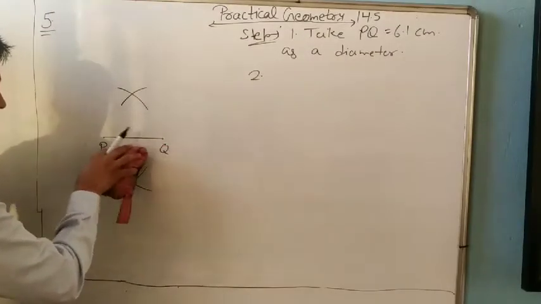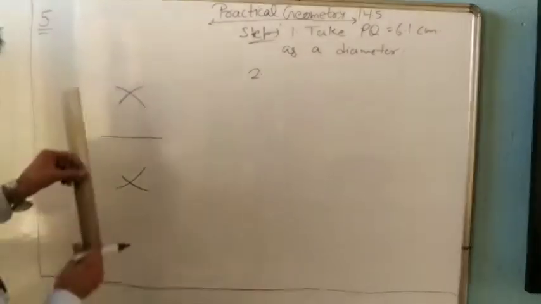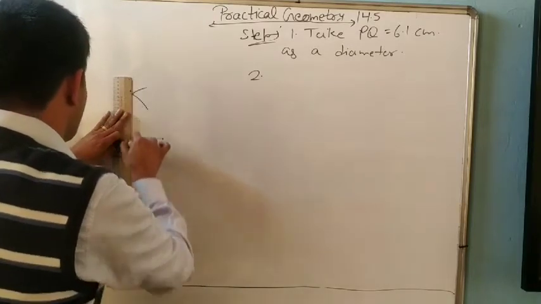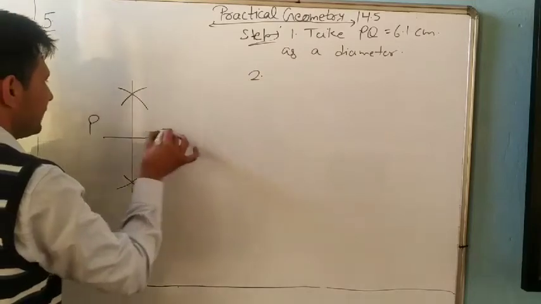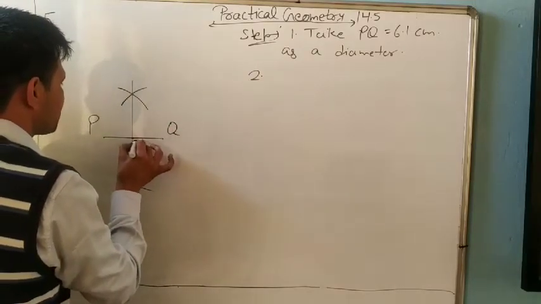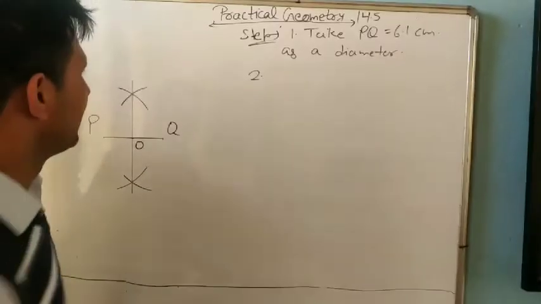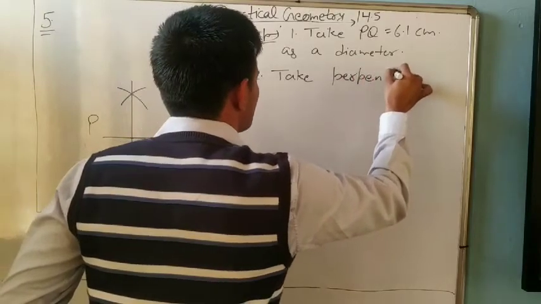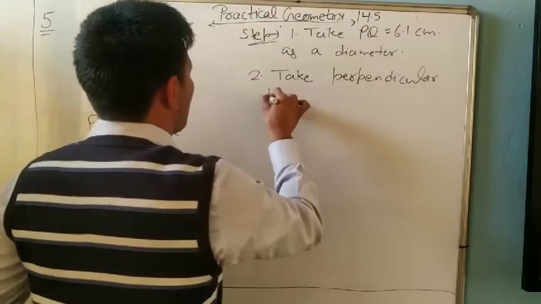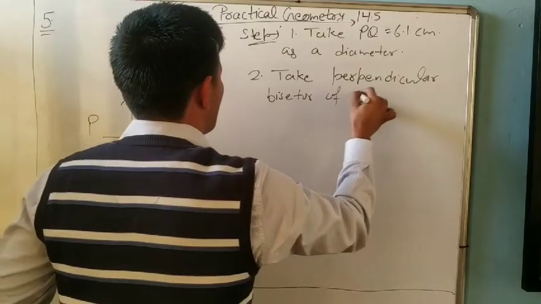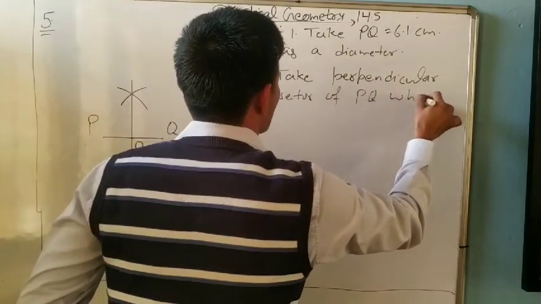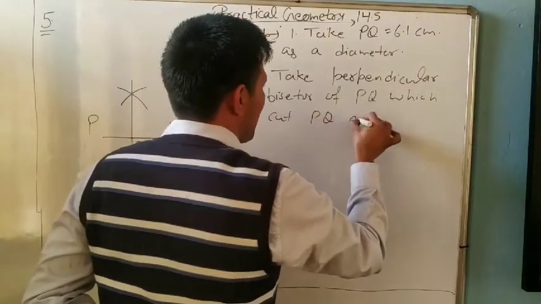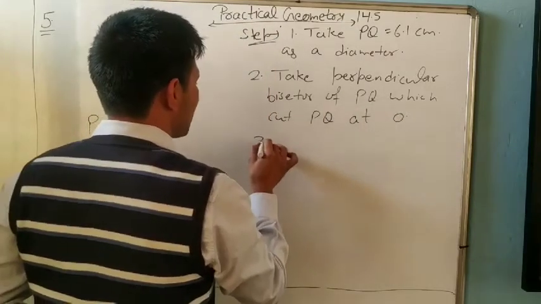Okay, now I am rubbing this one. So it is the perpendicular bisector. Yes, it is P, it is Q, and it is the perpendicular bisector. Suppose O. What is O? So we will write: take the perpendicular bisector of PQ, which cuts PQ at O. Now third step.